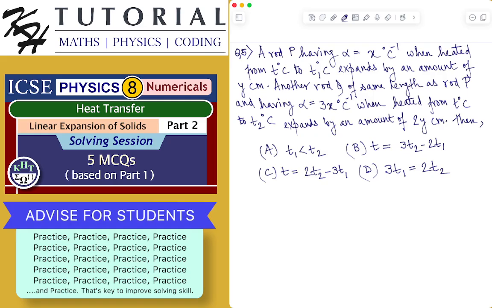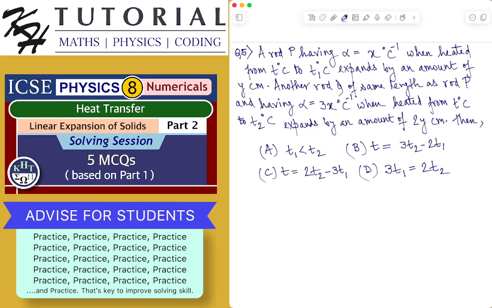Another rod Q of the same length as rod P and having alpha equals 3x per degree Celsius, when heated from T degree Celsius to T2 degree Celsius, expands by an amount of 2y centimeter. Then which of the choices is correct?